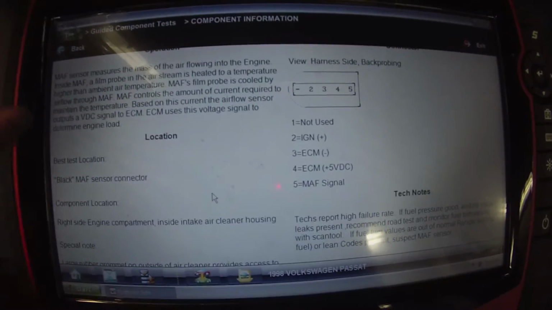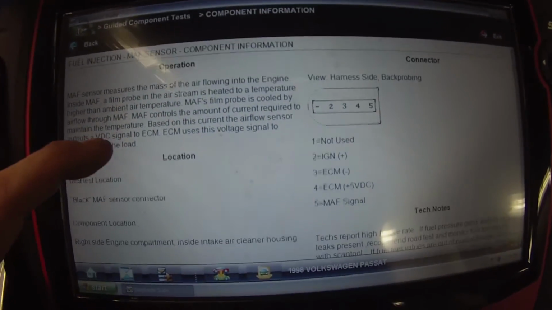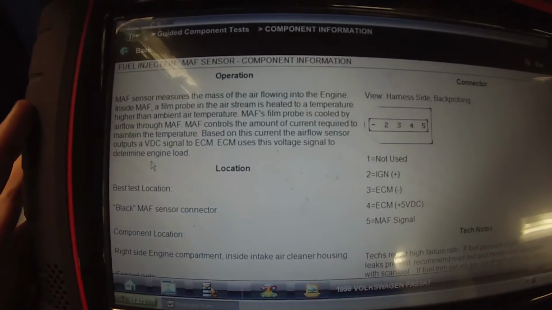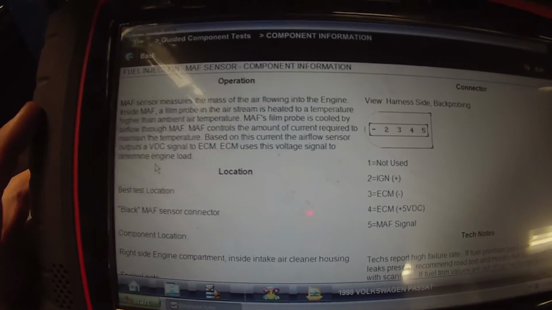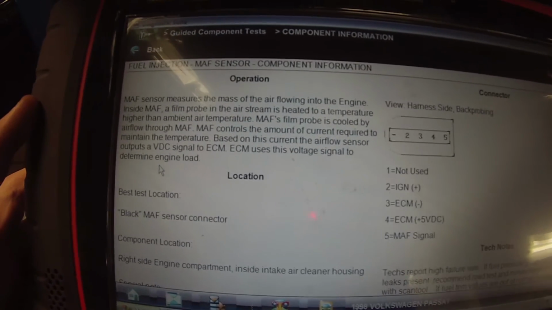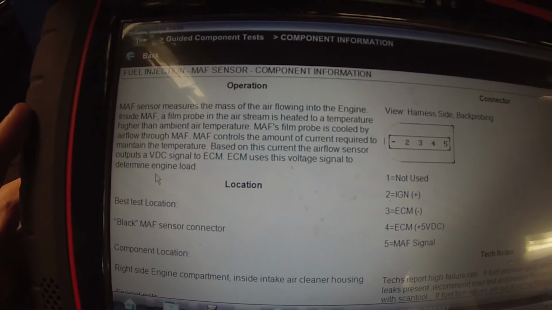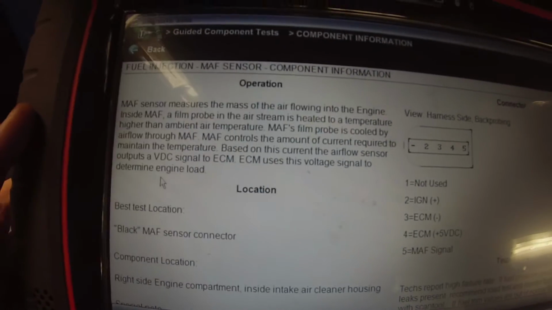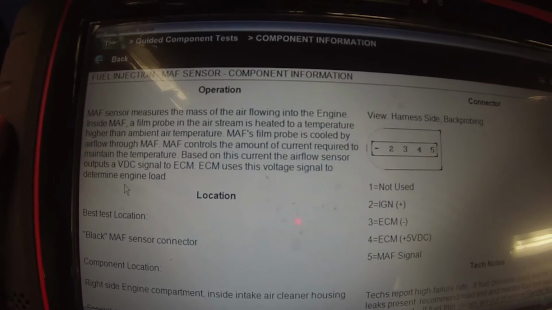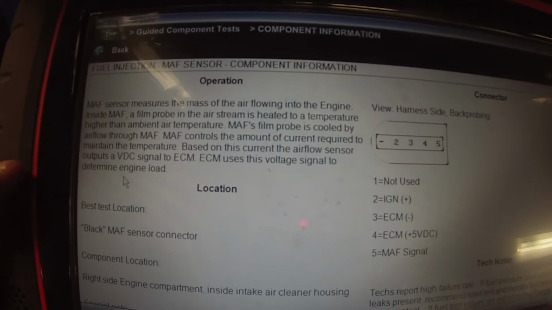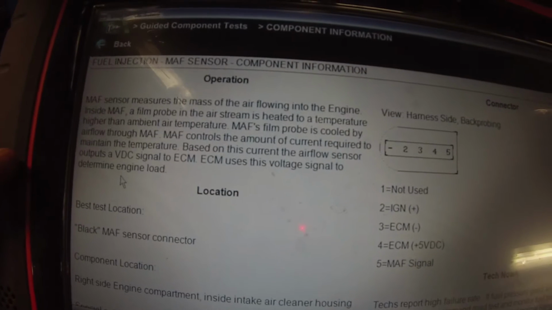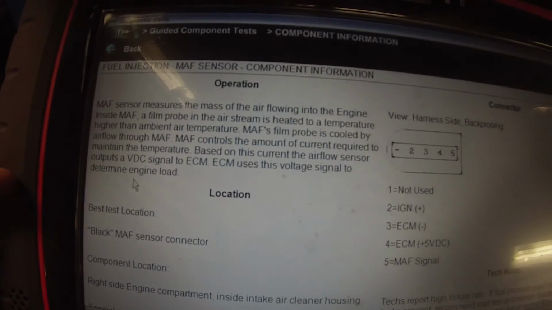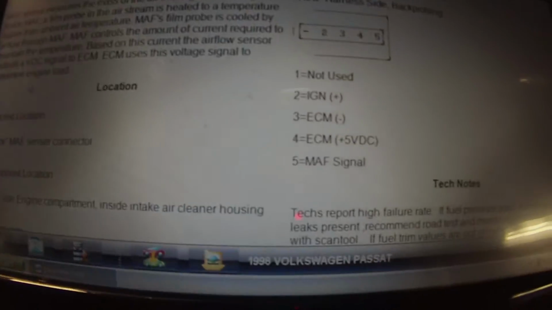Here's just some information out of the guided component tests on this Vorus. This is for the mass airflow sensor. It says MAF sensor measures the mass of air flowing into the engine. Inside the MAF, a film probe in the airstream is heated to a temperature higher than ambient air temperature. The film probe is cooled by the airflow through the mass airflow. The MAF controls the amount of current required to maintain the temperature. Based on this current, the airflow sensor outputs a VDC signal to the ECM. ECM uses this voltage signal to determine engine load.